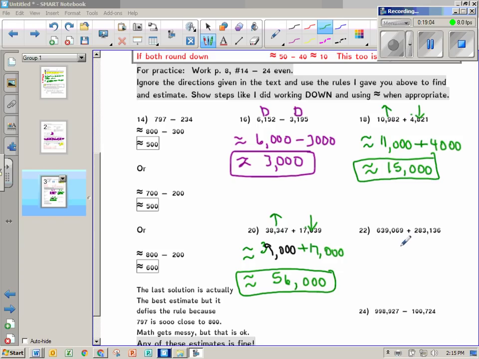This one is similar. It's an up-down because A for add is alternate. So if I round the first one down and the second one up, and the reason being this one is closer to going up and this one is closer to being rounded down. So I'm going to do this one down and this one up.